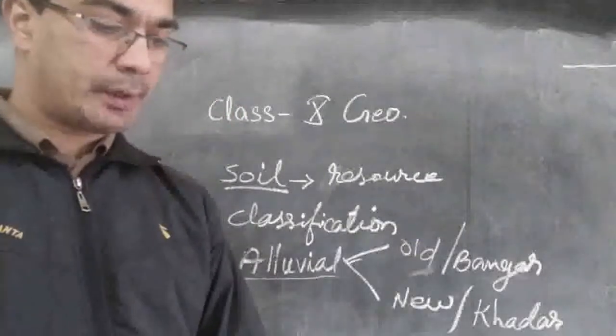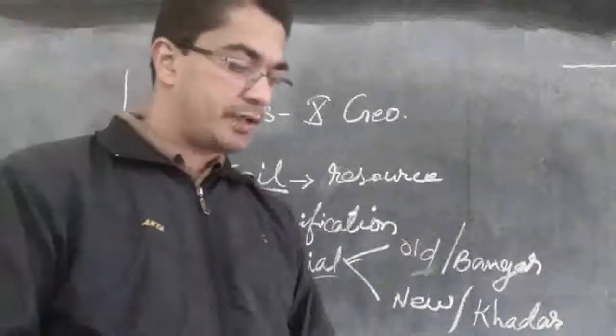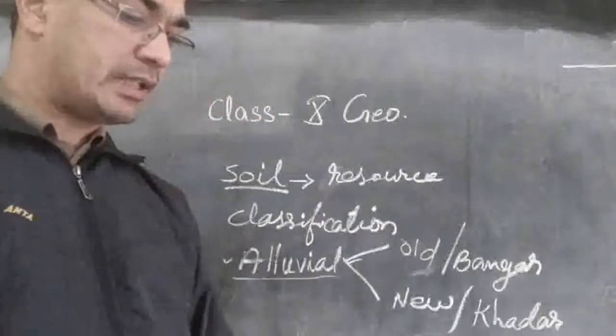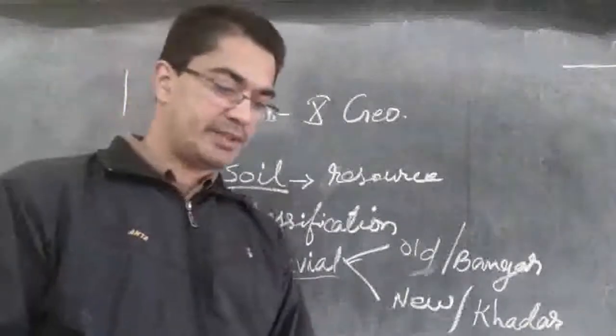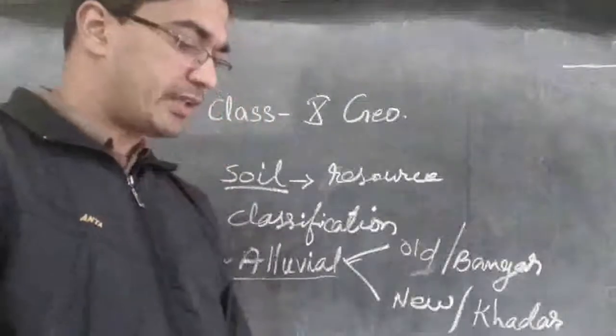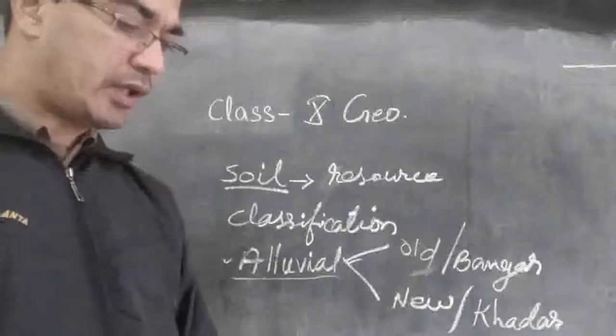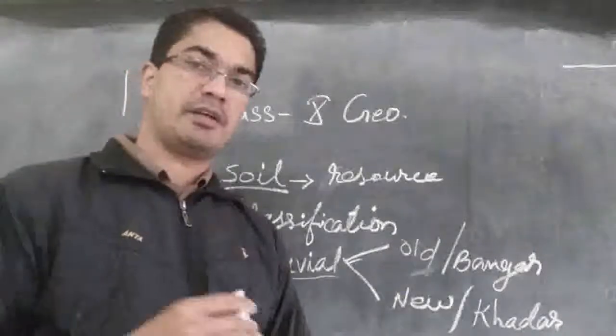And due to its high fertility, regions of alluvial soil are intensely cultivated and densely populated. Soils in the drier areas are more alkaline and can be productive after proper treatment and irrigation.